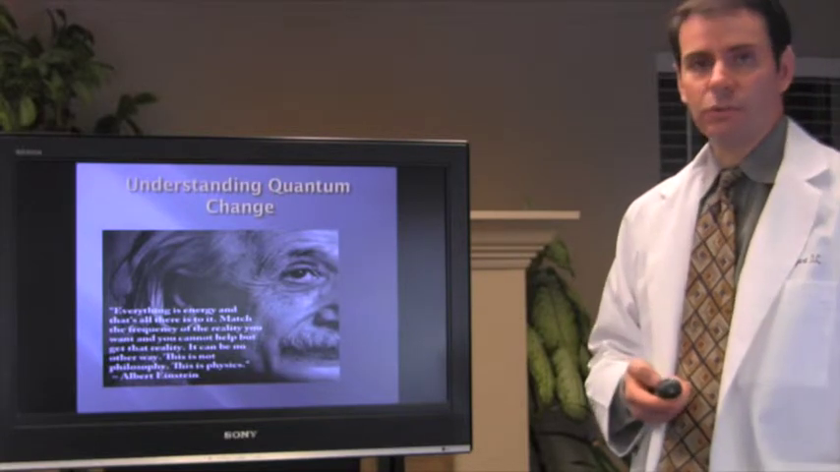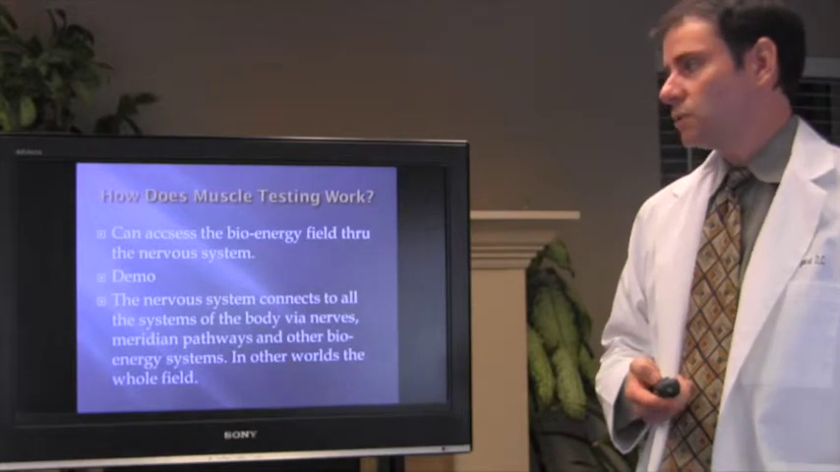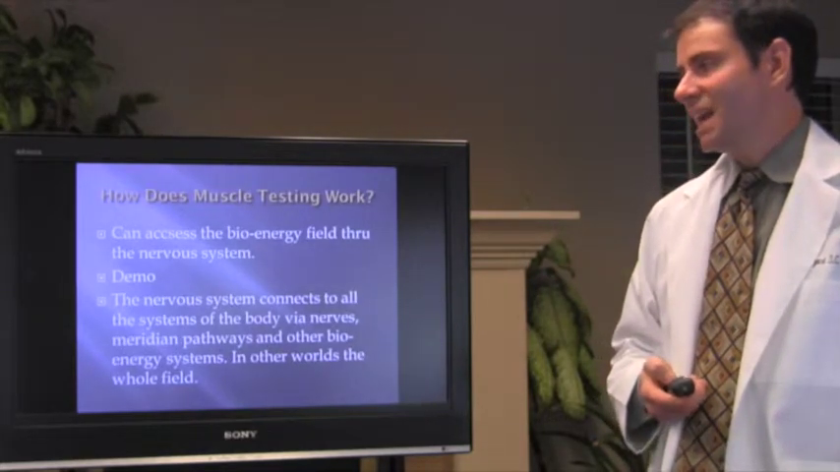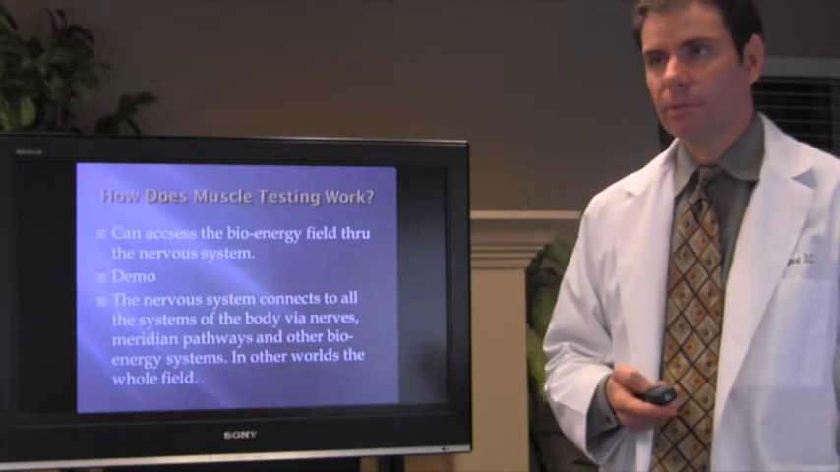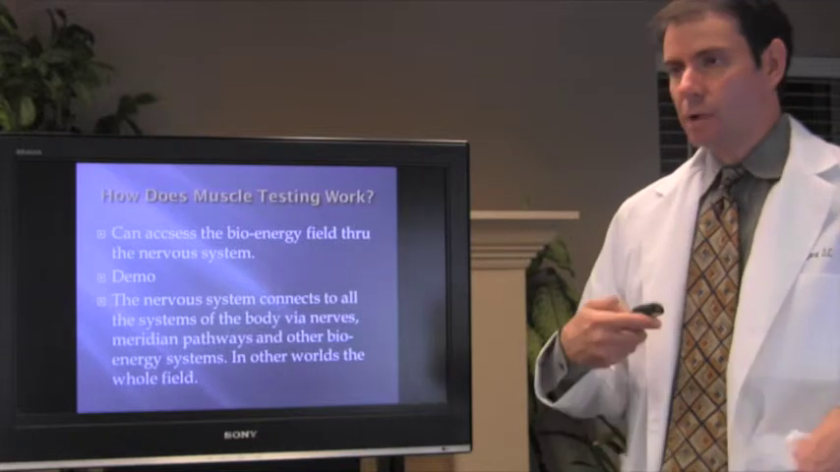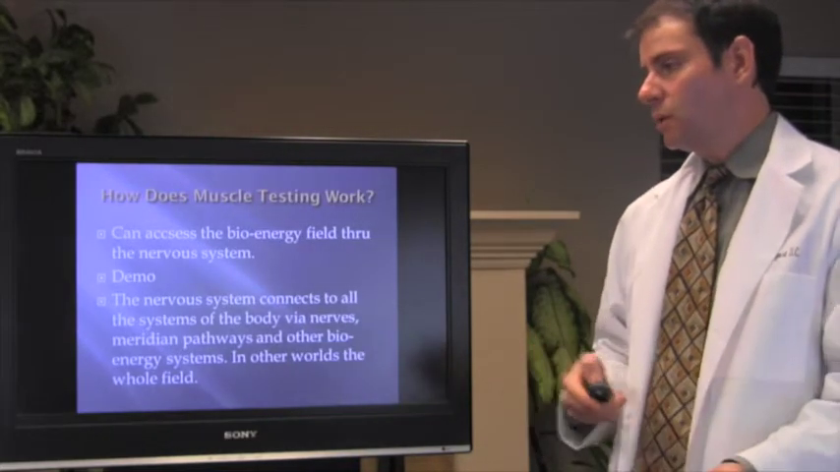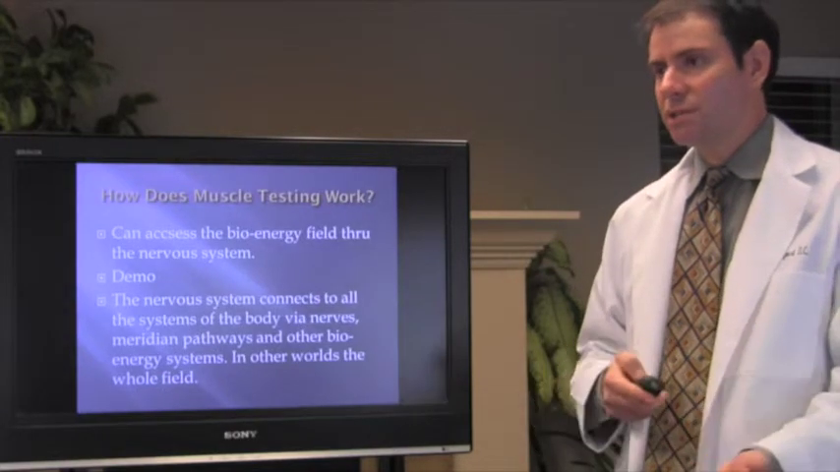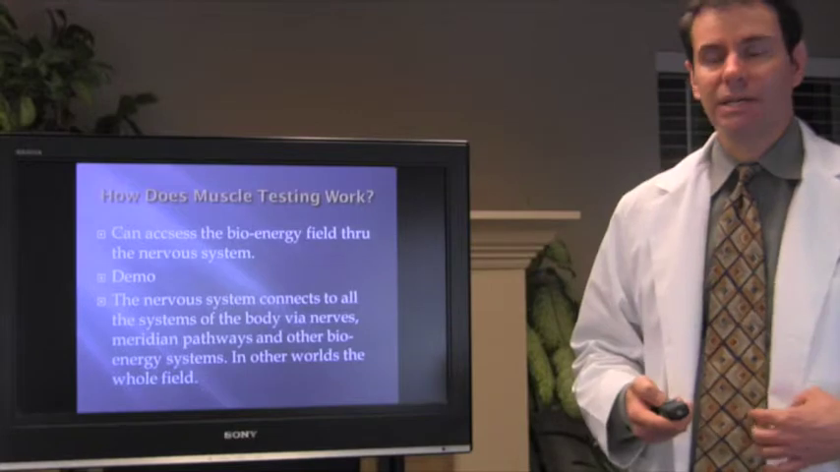It's a pretty authoritative source, in my opinion. That's what he said. So how does muscle testing work? Muscle testing accesses the bioenergy field through the nervous system. The nervous system coordinates all the functions of the body through nerves, meridian channels, and other energetic pathways in the body. In other words, the nervous system, the bioenergy field, the endocrine system, the circulatory system, it's all one system, and we can access that through muscle testing.